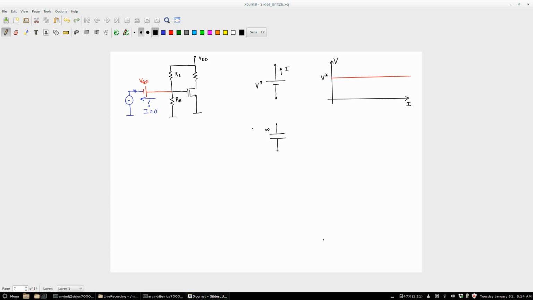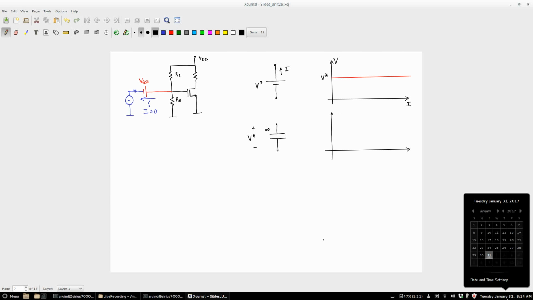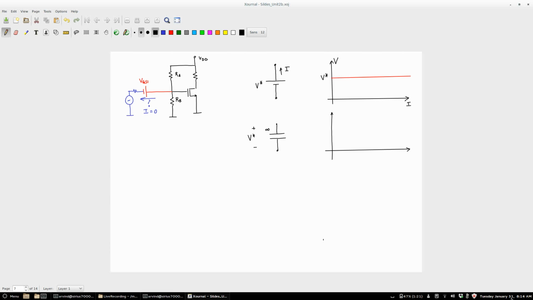Now assume I have the following situation. Assume I have, for example, a capacitor. Assume I have a capacitor of infinite capacity, C is infinity. Okay, and I charged it such that the voltage is V star. All right. So somehow I have given you this big fat capacitor which has been charged with some charge, such that the voltage across it is V star. What do you expect to be its IV characteristic?